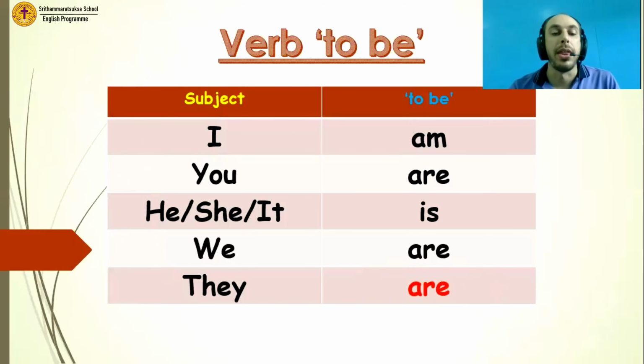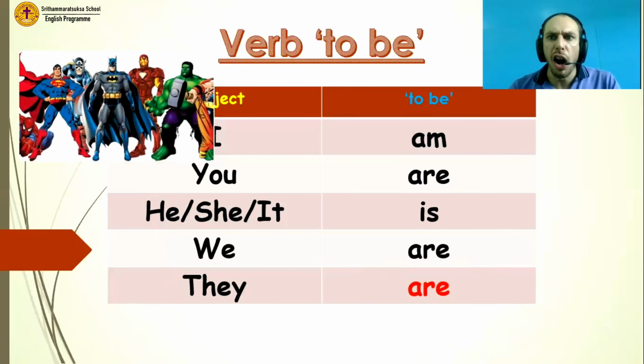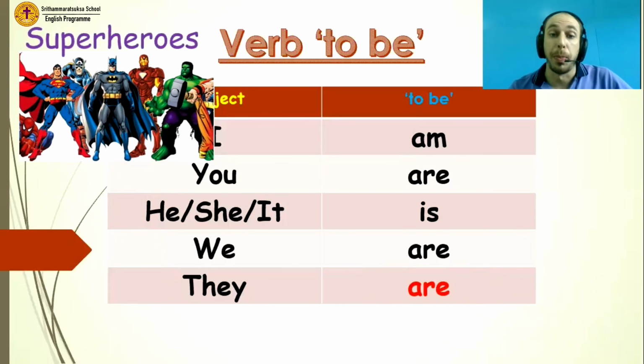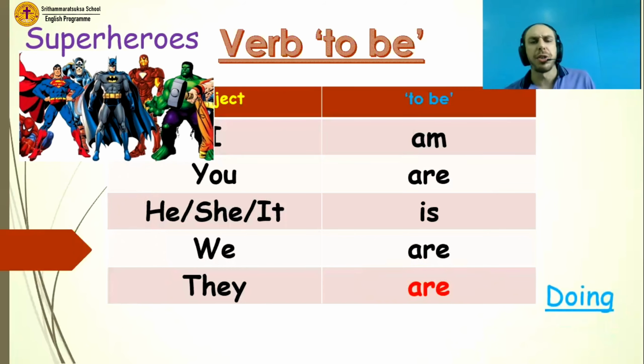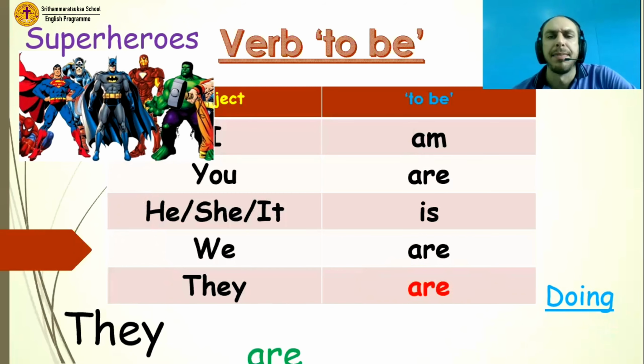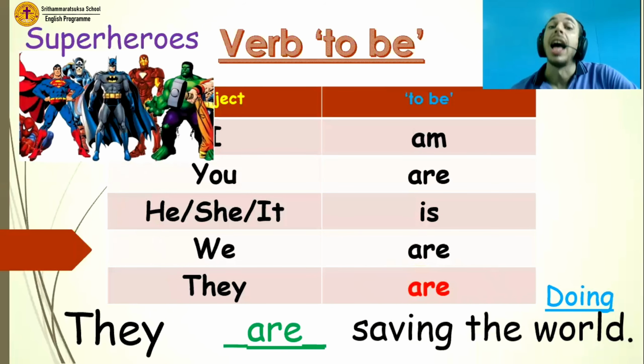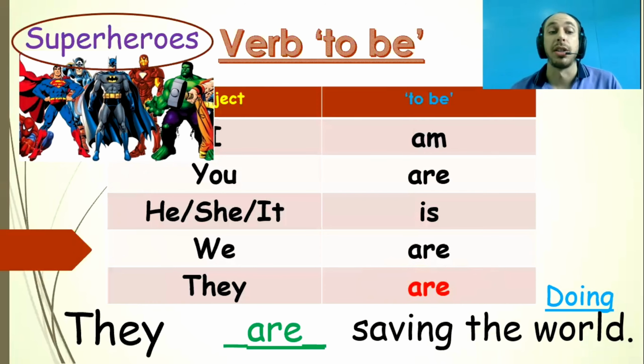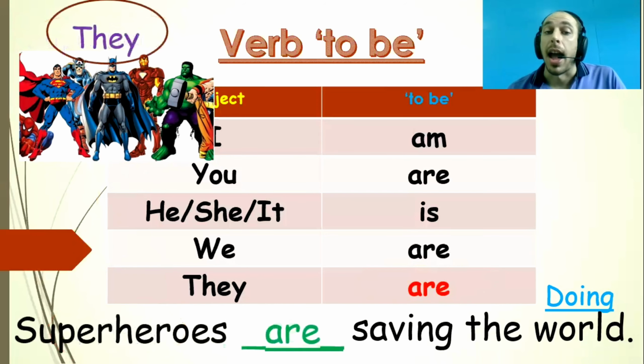Let's do one more example with they. Who are they? I think we know some of these people. They are superheroes. And what are superheroes doing all the time? They are saving the world. Okay, keeping us safe. And again, same as before. We take the word superheroes, switch it with the pronoun they, and the rest of the sentence does not change. Superheroes are saving the world.